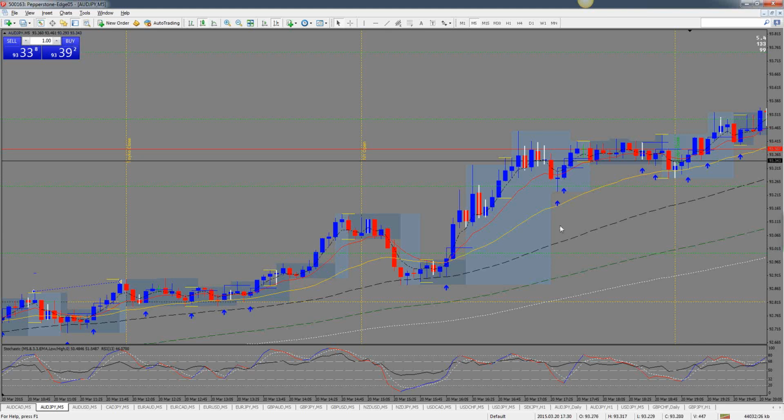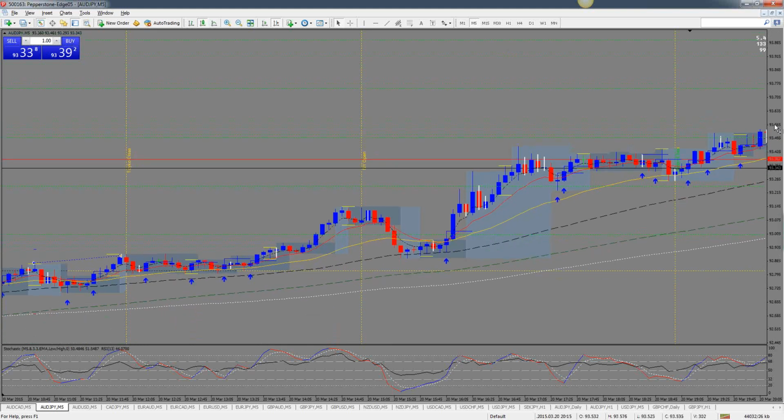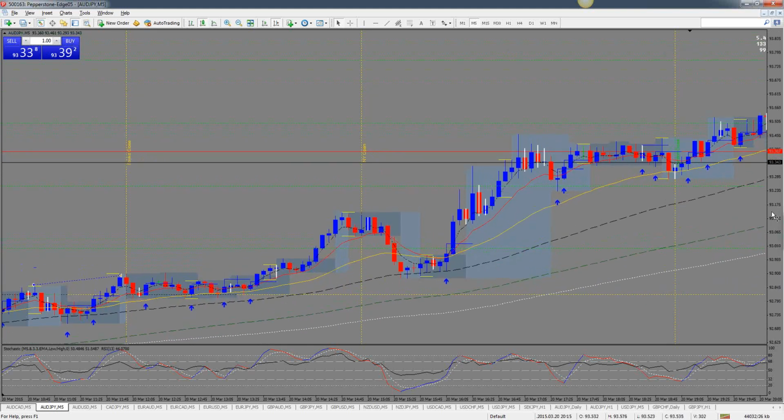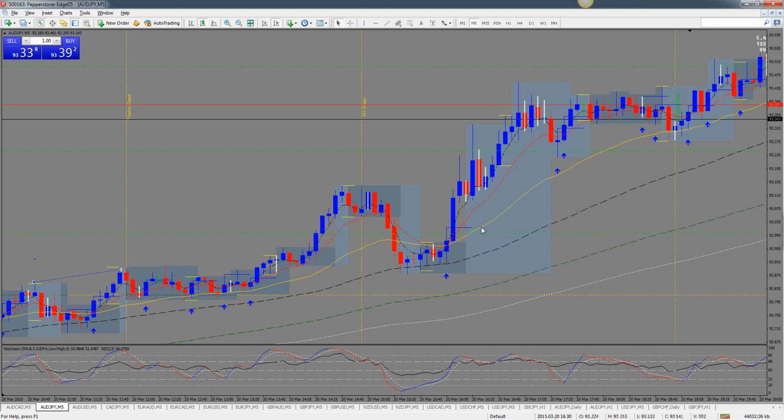What we use for big numbers is 0, 25, 50, and 75, and then back to 0 again. So that one's a 0 again. So that's how we trade this.